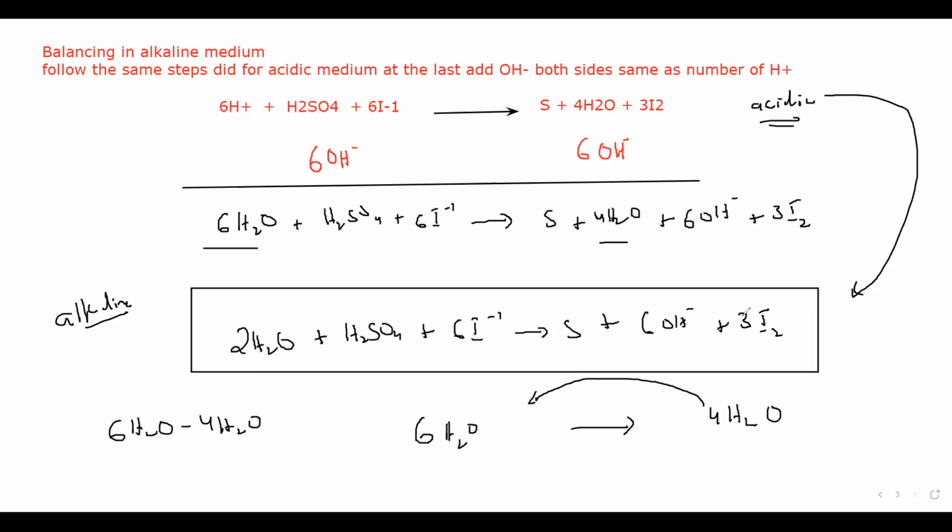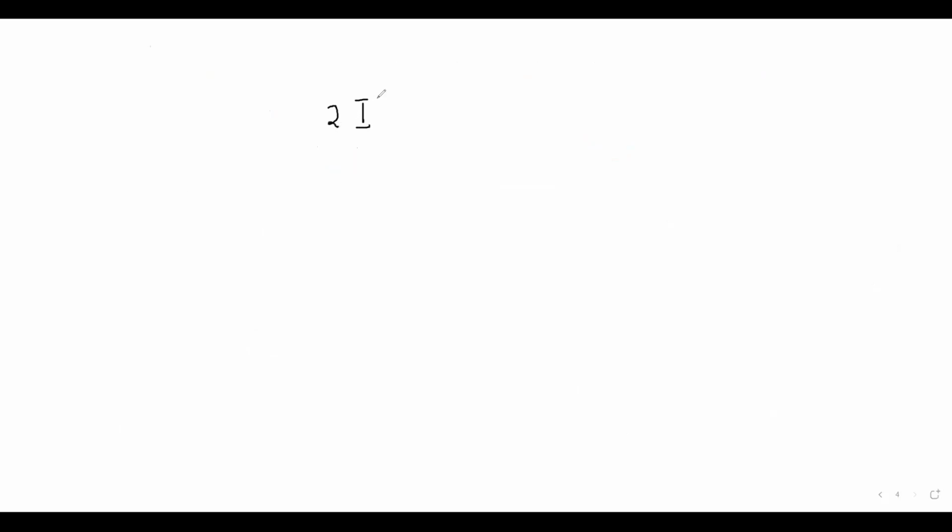For the half equation, if we add 2 electrons on the left hand side, look what will happen. You have this equation. If I add 2 electrons here, the total charge: one electron is -1, so 2 electrons is -2, and 1 iodine is -1, so 2 iodine is -2. So the total charge is -4, and on the molecule side the total charge is 0. So that equation is not balanced in terms of charge.